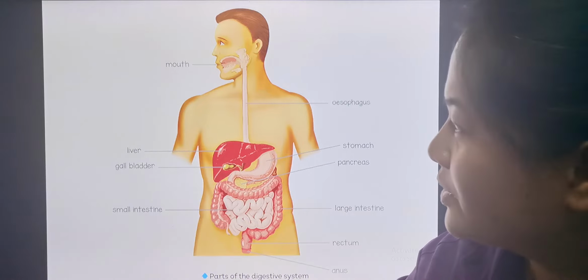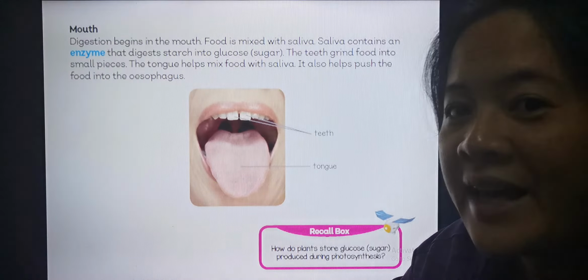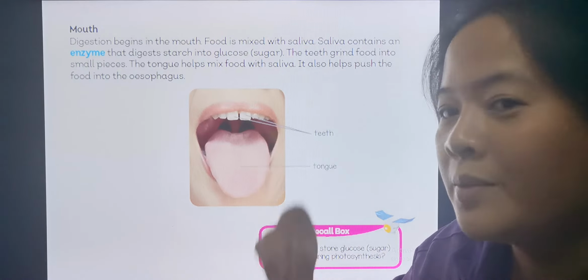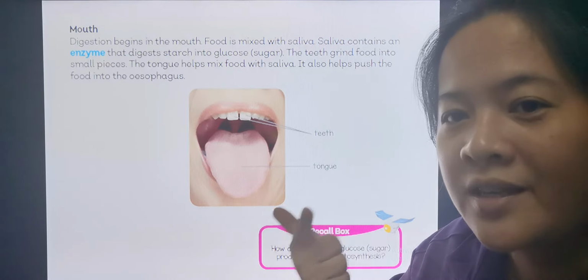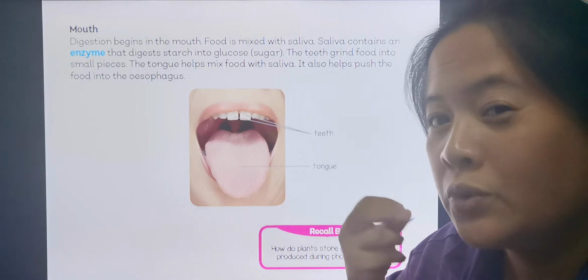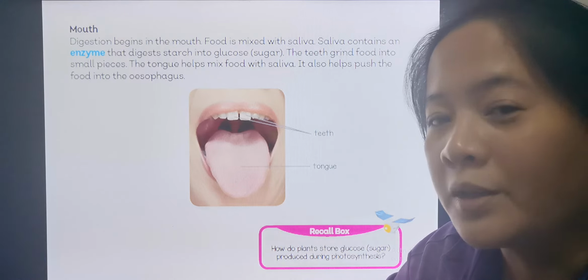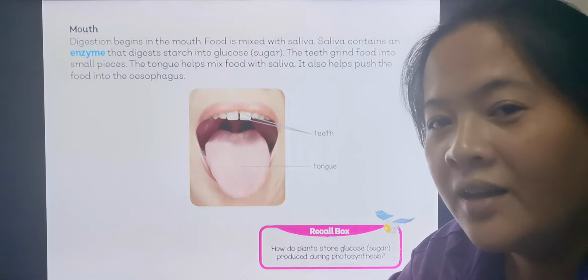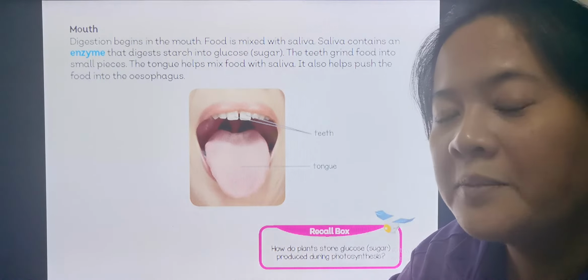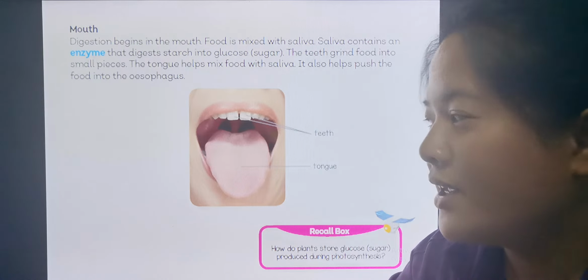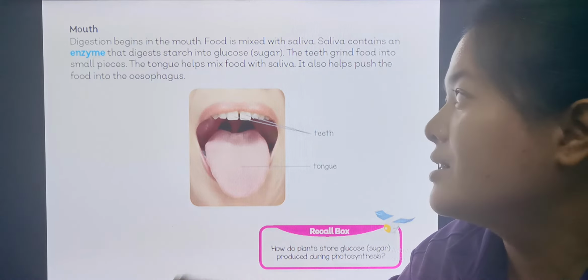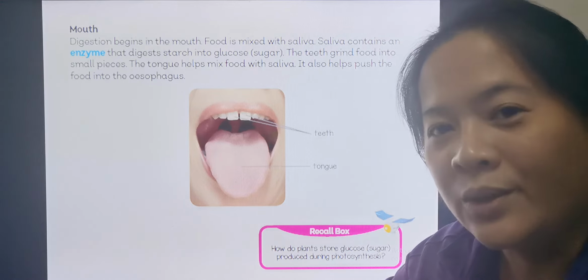So let's review one more time what happens in the mouth. In the mouth, there are three important things: our teeth, our tongue, and the saliva in our mouth. The teeth chew the food, making it into smaller pieces. The tongue helps to mix the food with the saliva and helps us to swallow the food. And the saliva contains the enzyme that digests starch into glucose.